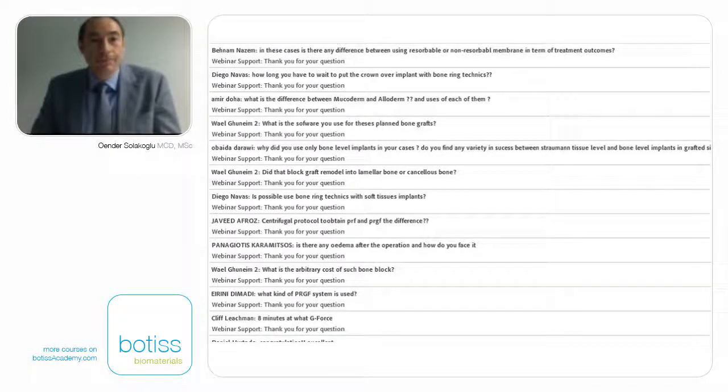Okay, thank you. And here comes the next. Why did you use only bone level implants in your cases? And do you find any variety in success between tissue level and bone level implants in grafted sites?